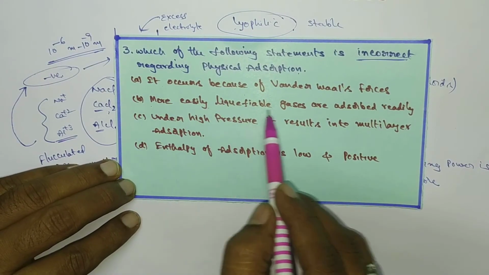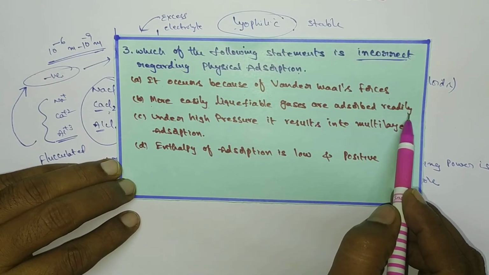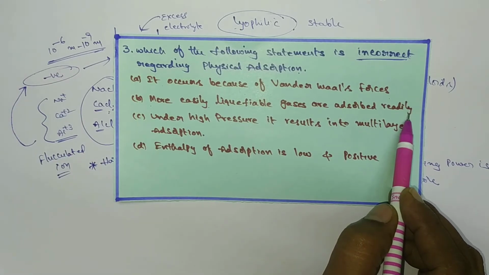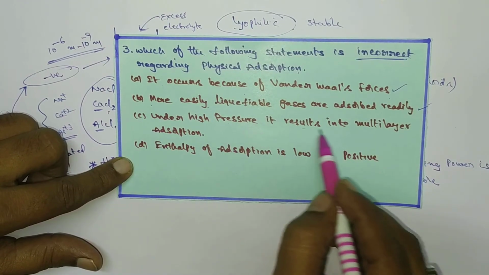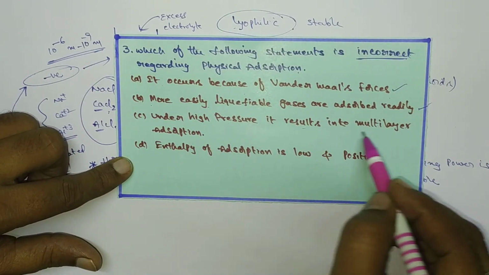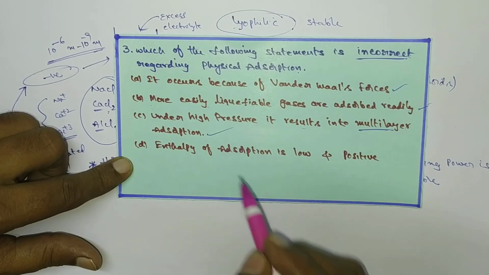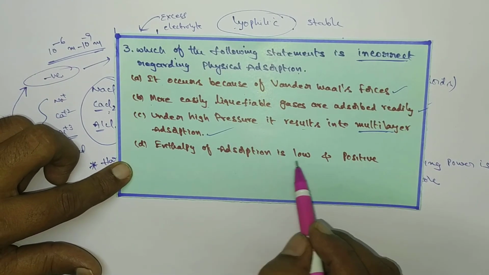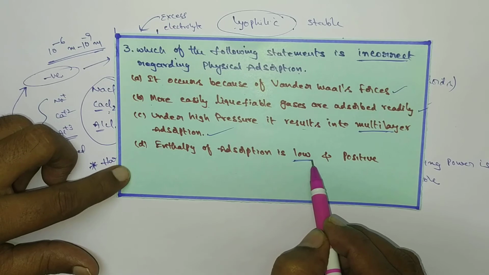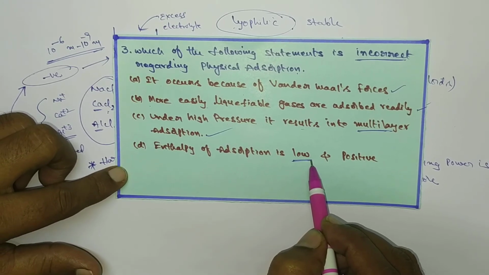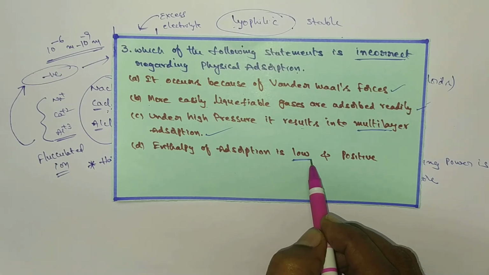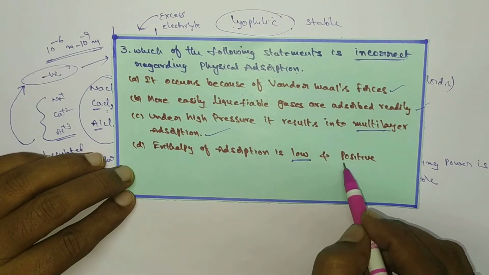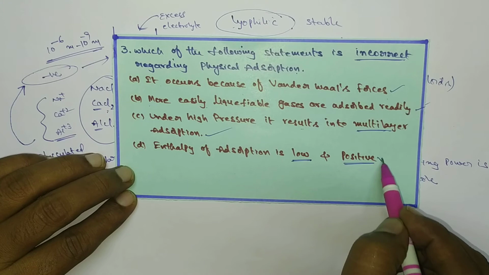And more easily liquefiable gases are adsorbed readily. It is also correct. If the gases are more readily liquefied, then they can be easily adsorbed. And under high pressure, it results in multi-layer adsorption. Physical adsorption is multi-layer adsorption. It is also correct. And enthalpy of adsorption is low. In physical adsorption, the enthalpy of adsorption is low, whereas in chemical adsorption the enthalpy is more, and it is positive, he gave. So this is not correct, it is negative.